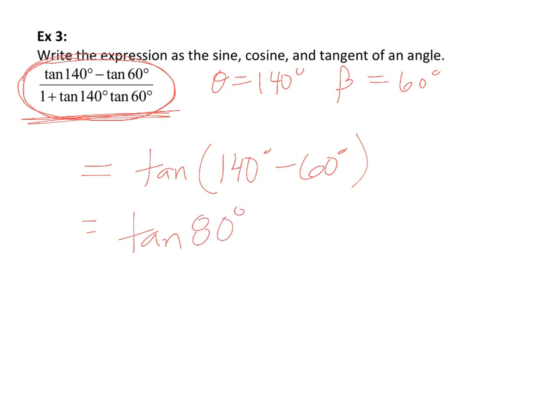All right, and they're not asking you to find the exact value. They're just asking you to rewrite the expression as a sine, cosine, or tangent. This should actually say or, not and. Or tangent of an angle. So tangent of an angle. We're done.